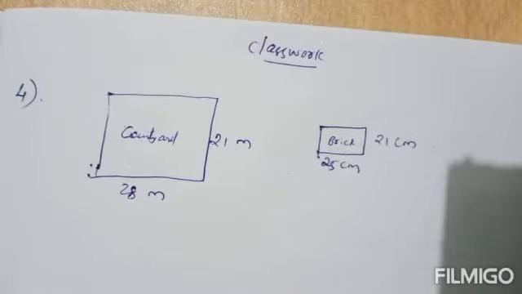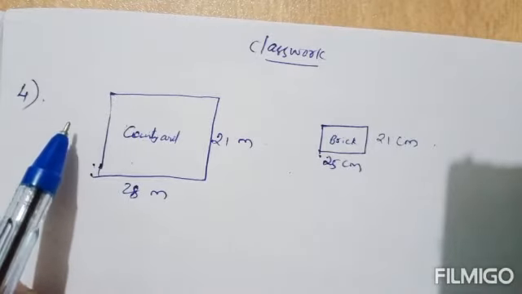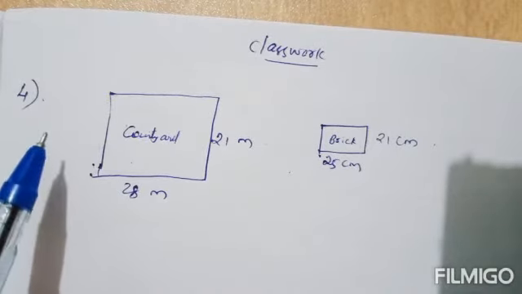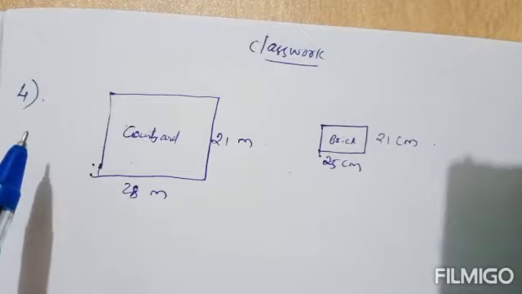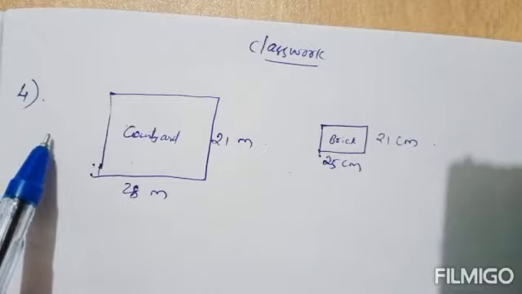So we have been discussing chapter 17, perimeter and area, in that exercise 17D. Our next question is the fourth one. A courtyard measures 28 meter by 21 meter. How many bricks each 25 centimeter by 21 centimeter are required for paving the courtyard? Find the cost of paving the floor with bricks if a brick costs 50 paise.